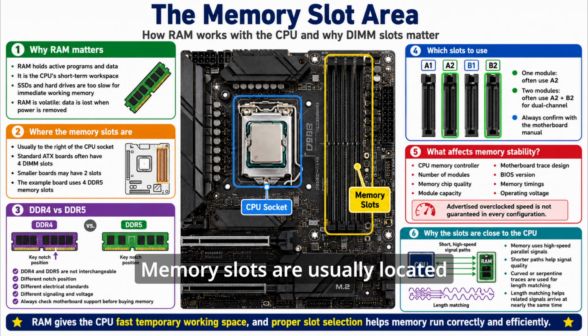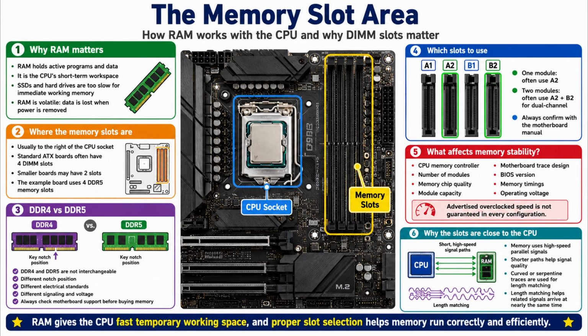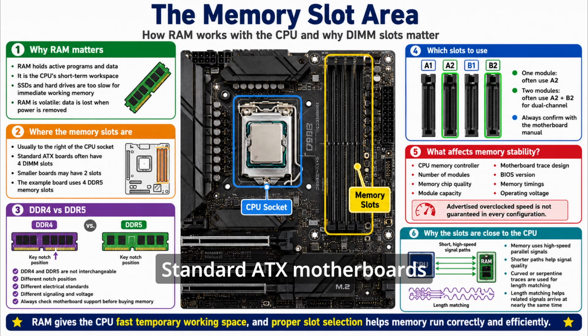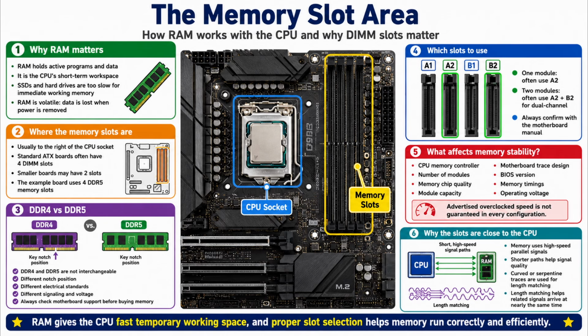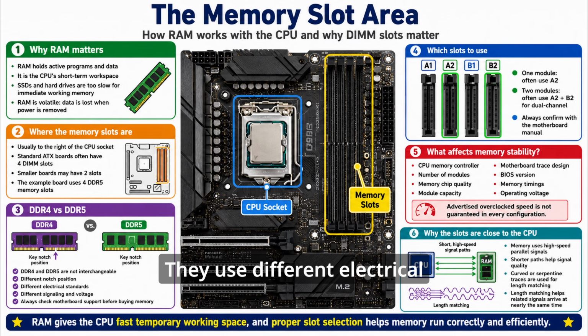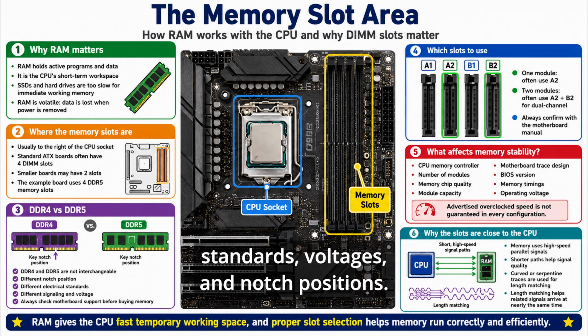Memory slots are usually located to the right of the CPU socket. Standard ATX motherboards often provide 4 DIMM slots, while smaller boards may provide 2. DDR4 and DDR5 memory are not interchangeable. They use different electrical standards, voltages, and notch positions.